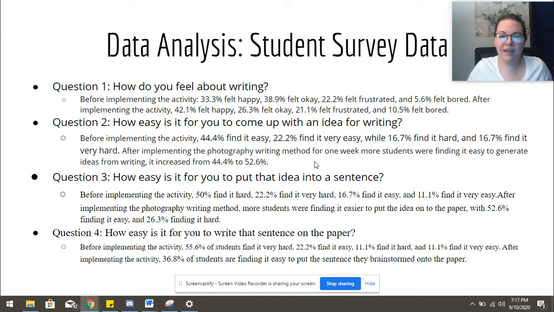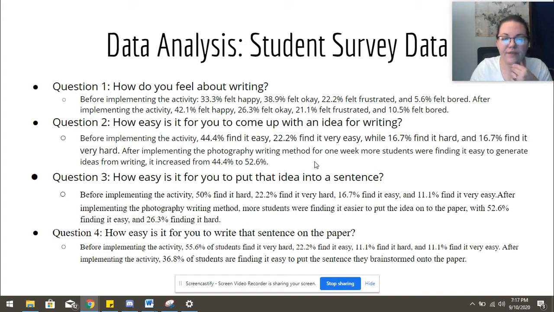And then after implementing for 1 week, students found it was easier to generate ideas, and it increased from 44.4% to 52.6%, which was good to see.